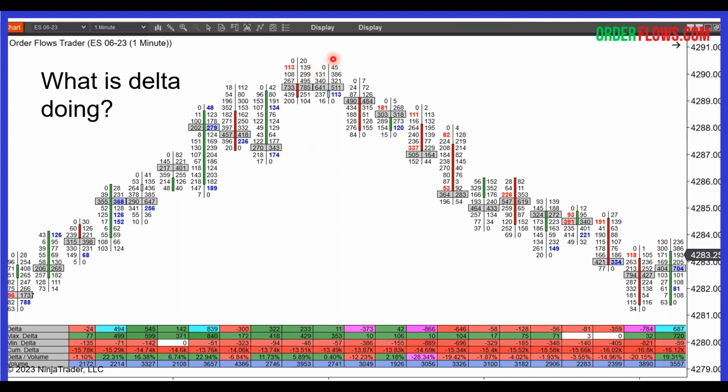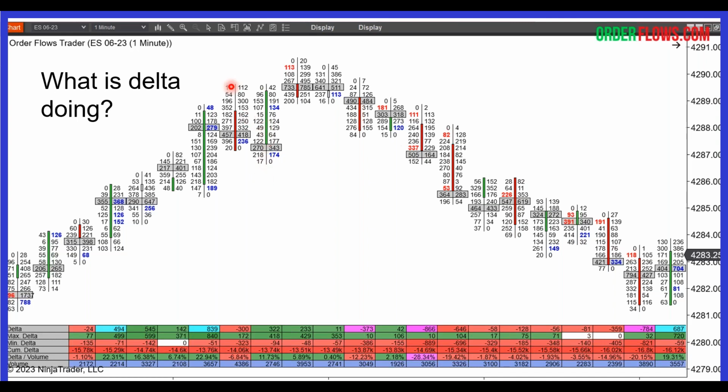And then it can't even go any higher. It gets within a tick of the high, and it's got a small positive delta. But then the next bar is a red candle down, and it's got a negative delta. So let's think about it. Let's take a step back and take a look here. We're going up, nice aggressive buying, just by watching the delta. Go up here, negative delta.